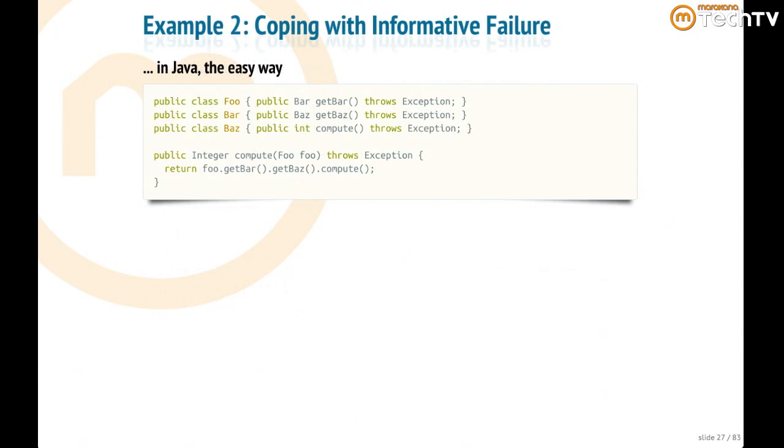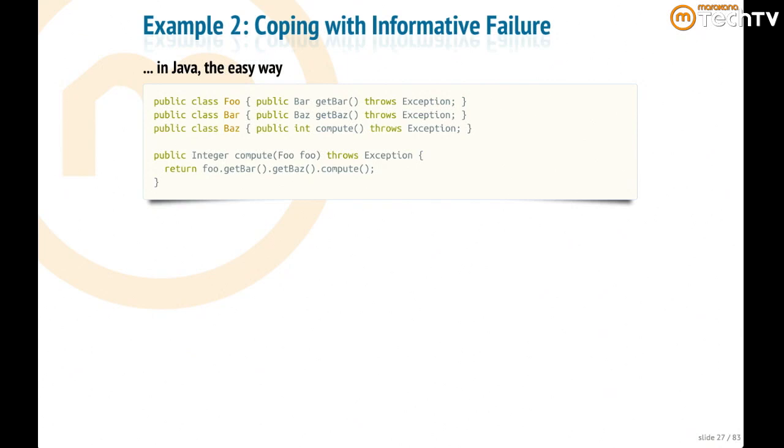Example 2 here is, let's say instead of returning null from our get bar and get baz, if we get a value back out, let's say that value is always real, but if for some reason we don't have a bar in foo or we don't have a baz in bar, let's say that can throw an exception. And also, just to throw an additional kind of twist into things, let's say that compute can also throw an exception. So the easy way to do this, if we were in Java, is to literally say foo.getBar.getBaz.compute, and just accept that if any of these throw an exception, we're just going to propagate this out and just declare that our compute method will throw an exception.